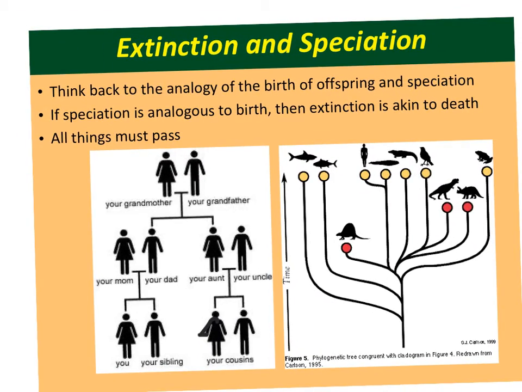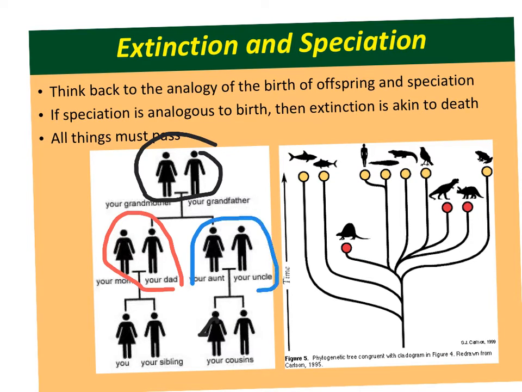So, extinction and speciation. Think back to the analogy of the birth of offspring and speciation. Here's your grandparents. They give rise to your mom and dad. They also gave rise to your aunts and uncles. And then you and your siblings, and then your cousins. And previous to that, your great-grandparents and so on. So if you go back far enough, you get to very early modern humans. And these give rise to different lineages, right? Different families. And that's the same thing with speciation, right?